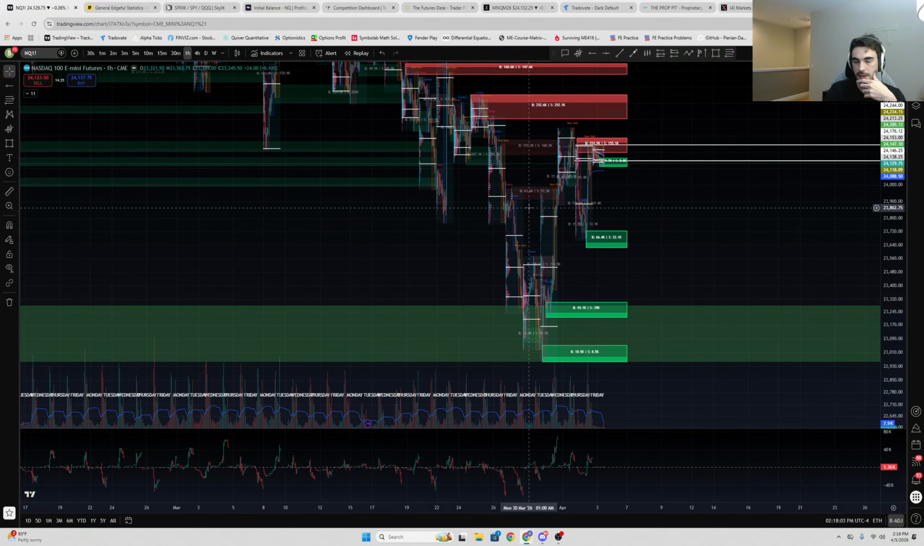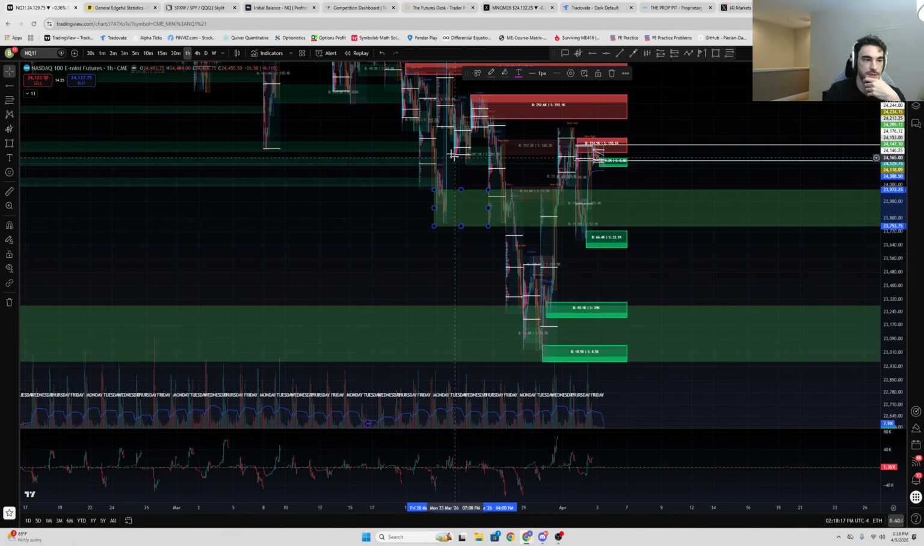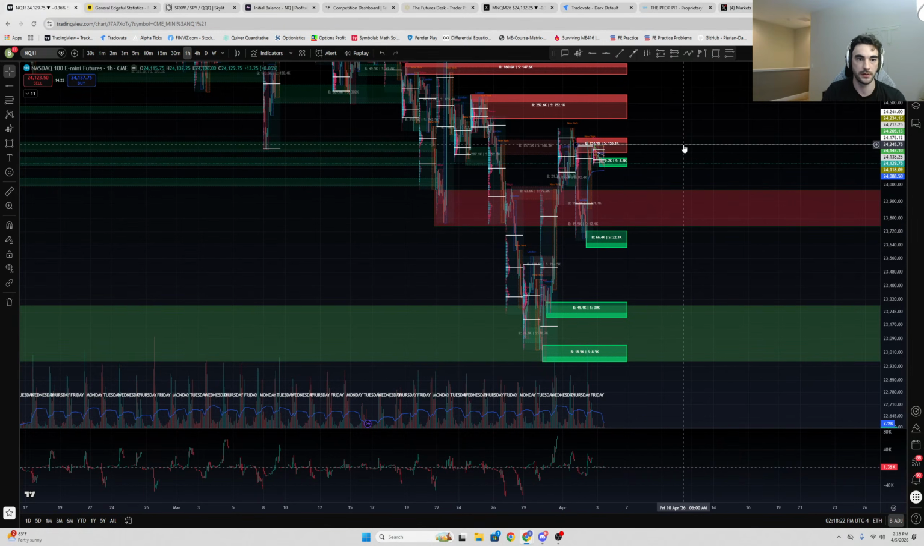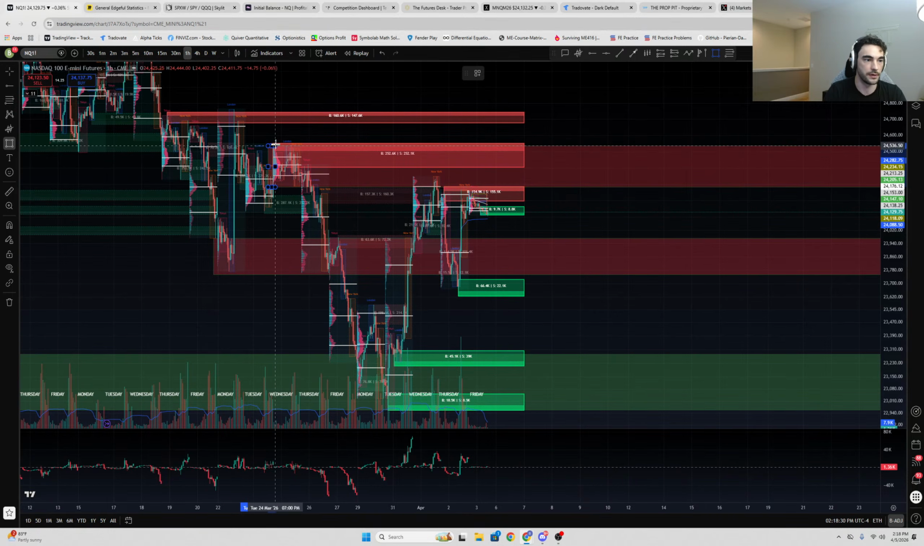The resistance area I had was 23,750 to 24,000. So I marked out this structure point as potential resistance. And then the next area that I marked out was up in this region at this 24,000 area. So this is the resistance areas I had. If we push through here, I was expecting us to push to this next resistance area. That was last week's.